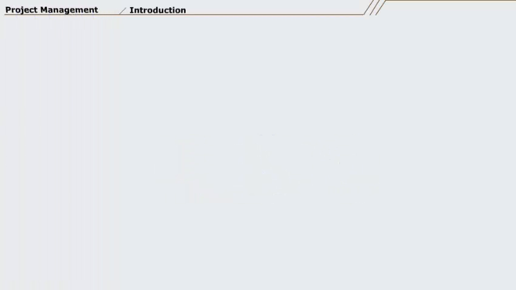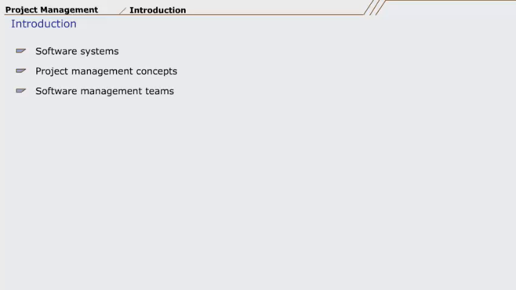Dear students, welcome to the third unit of Software Engineering. In Unit 2, you were introduced to software process, different process models, their weaknesses and strengths. In this unit, we will learn about a software system, project management concepts, software management teams, software management problems and techniques.